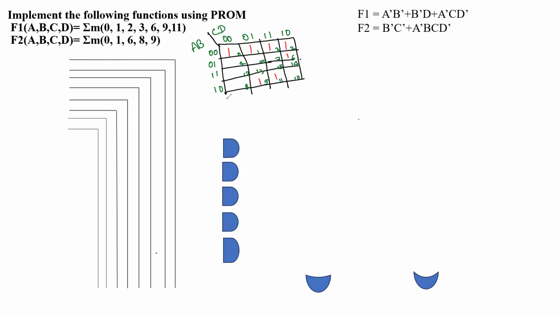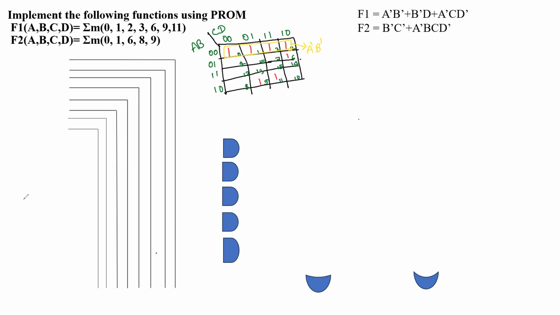Here, in the first column we have a single one. But row wise, in the first row we have 4 ones. So we can make the combination of 4 ones, that is called a quad here. Row wise, what is common? A dash, B dash is common. And column wise, we will not get anything common.